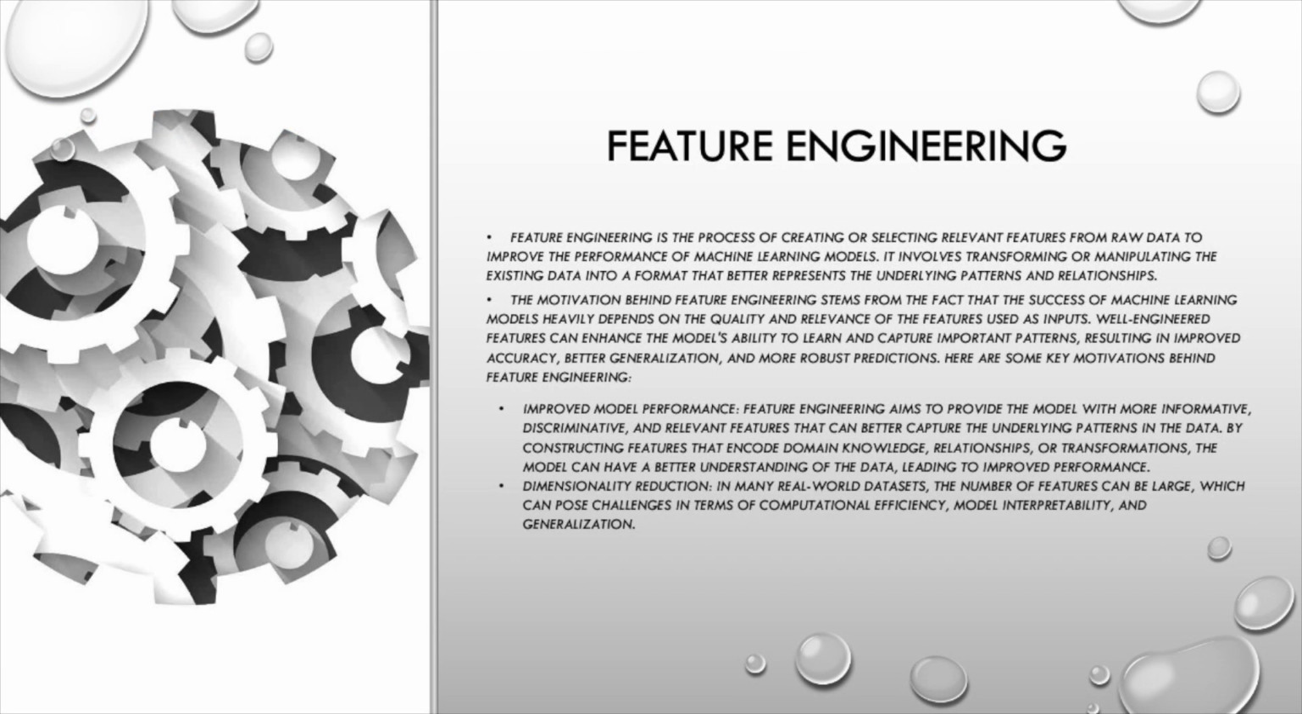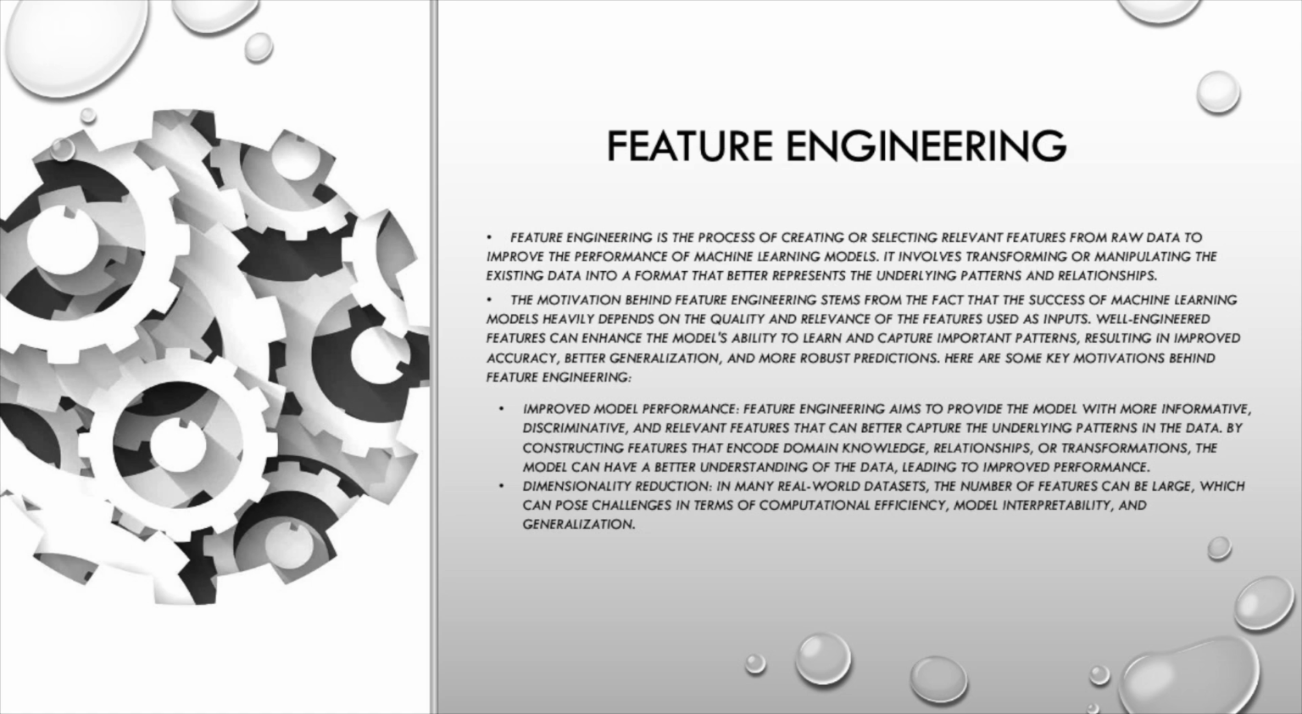Feature engineering. Feature engineering is the process of creating or selecting relevant features from raw data to improve the performance of machine learning models. It involves transforming or manipulating the existing data into a format that better represents the underlying patterns and relationships. The motivation behind feature engineering stems from the fact that the success of machine learning models heavily depends on the quality and relevance of the features used as inputs. Well-engineered features can enhance the model's ability to learn and capture important patterns, resulting in improved accuracy, better generalization, and more robust predictions. Here are some key motivations behind feature engineering.